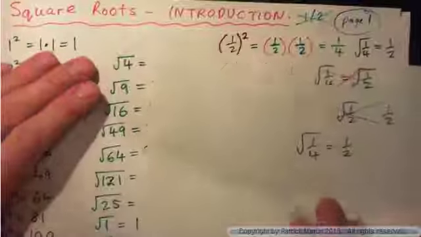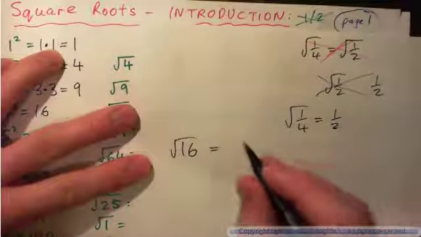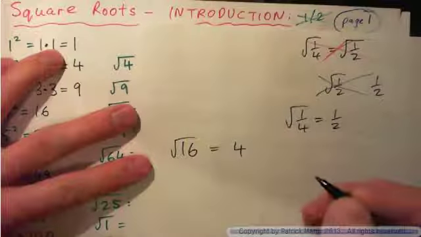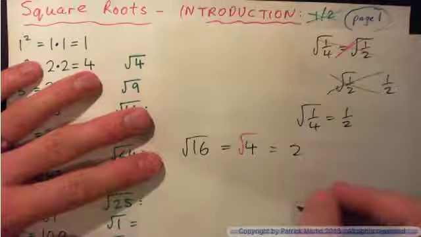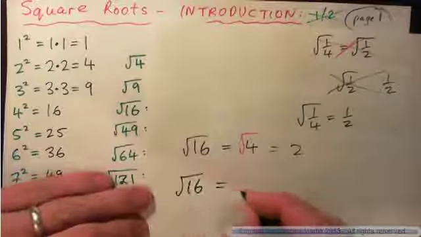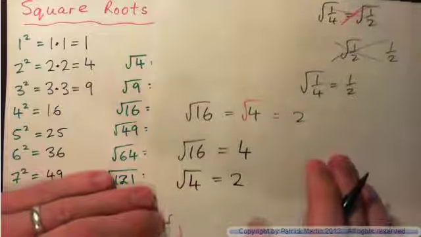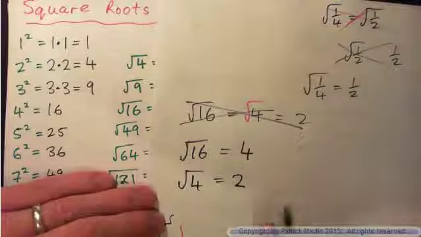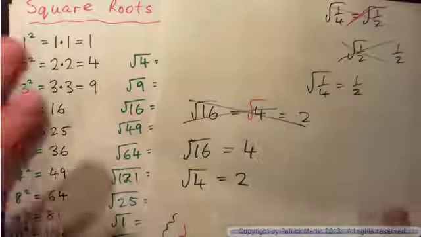Some people will say root 16 is, and they'll think, well, it's 4, right? Root 16 is 4, but some people will write root 4, but root 4 is equal to 2. That's not the same thing. Root 16 is equal to the number 4. Square root of 4 equals the number 2, right? Once you take the square root, the square root sign goes away. Square root of 16 equals 4, and the square root sign is gone. Square root of 4 is 2, and the square root sign is gone.